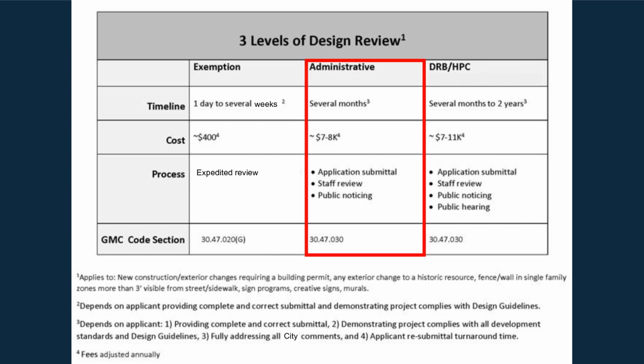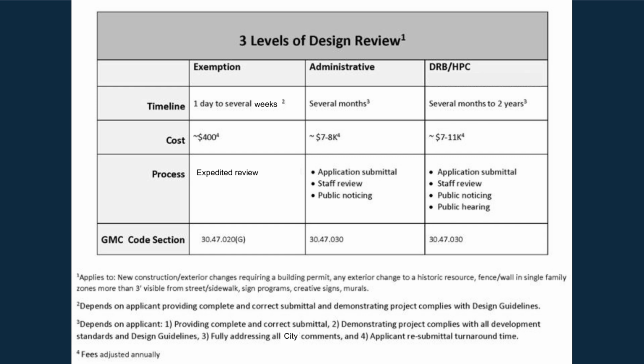The second category is administrative design review. This is applicable for certain larger projects that do not qualify for exemption, but may qualify for staff-level review with no public hearing, but still with public noticing and public input. Examples are additions and remodels at the front, and additions at the rear that add a story, as long as they comply with the design guidelines. The fee for this application is currently from $7,000 to $8,000. Fees get adjusted annually, and processing time is several months.